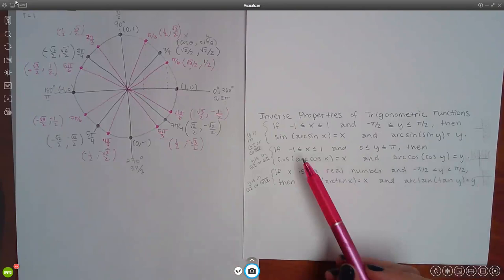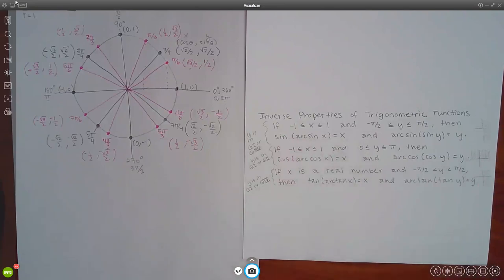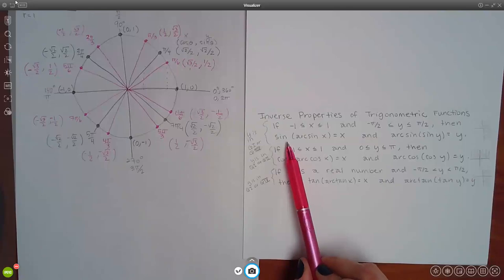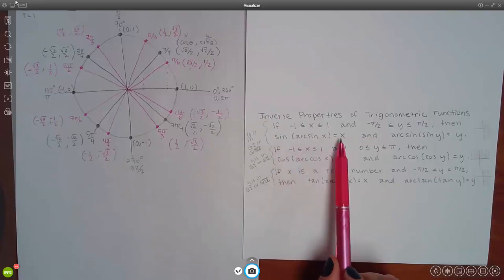Now what they're saying is, remember what inverses are supposed to do. They're supposed to undo each other, right? So an arc sine should undo a regular sine. Sine inverse should undo a regular sine, okay? And so that's what this is saying. It's saying the sine and the arc sine will basically cancel each other out and you'll get just x, okay?